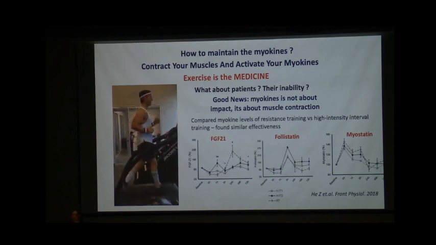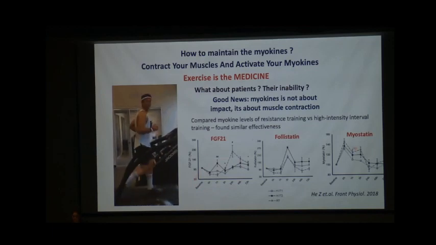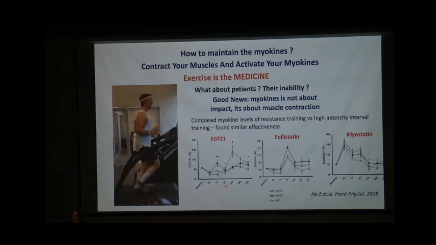There was a study in 2018 which showed that comparing myokine levels with resistance training versus high intensity interval training, they found similar effectiveness. And they did the blood serum levels of FGF21, follistatin, and myostatin after 0 hour, 1 hour, 3 hour, 24, 48, and 72 hours. So among the high intensity or the resistance training, there was not significant differences, but it increases within 1 hour or 2 hour. The FGF21, follistatin, and myostatin decreases within 24 hours of the exercise.